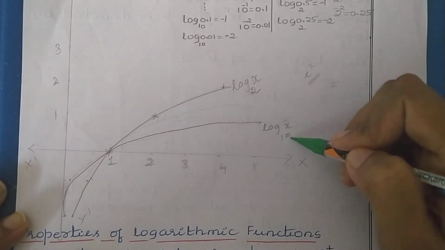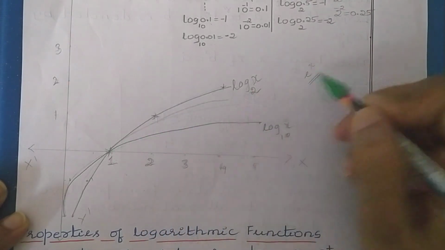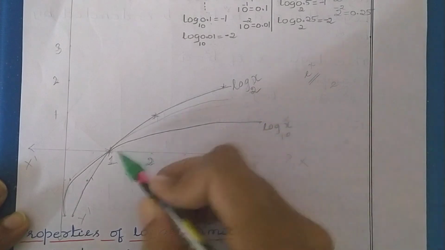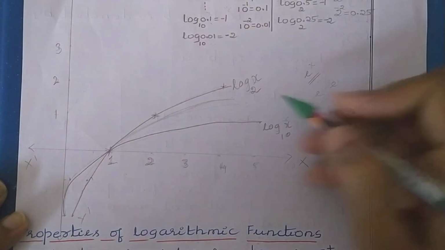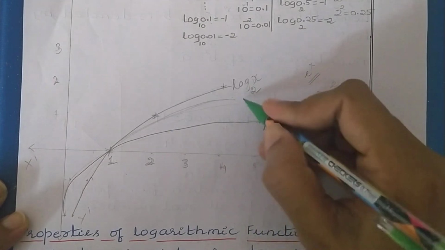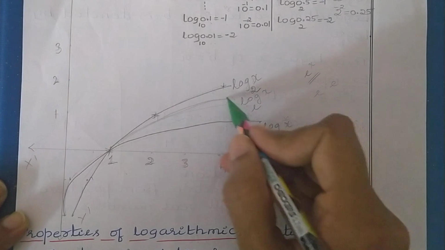So this is for base 10 and this is for base 2. You can get the graph for this way here, because if the base is e, then you get the graph here. So log x base e for this graph is this one.